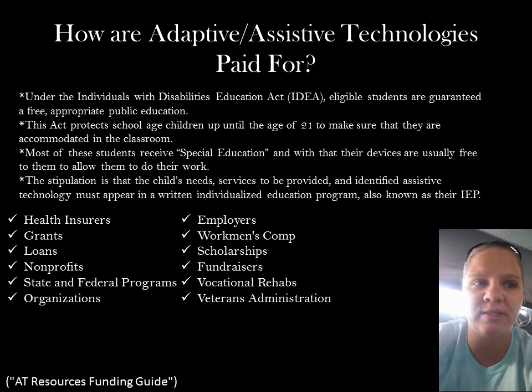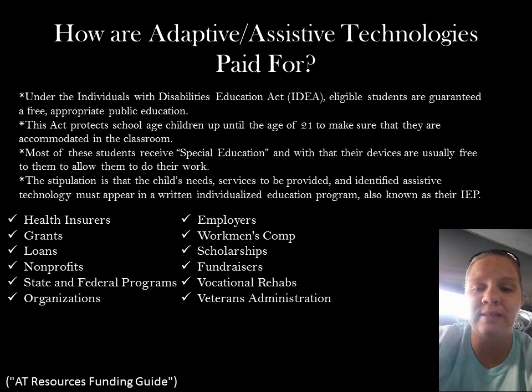Under the Individuals with Disabilities Education Act, what we know as IDEA, eligible students are guaranteed a free, appropriate public education. This means that they are required to be able to have the same public school education as children that don't have disabilities. This act protects school-aged children until the age of 21 to make sure that they are accommodated in the classroom, same as their peers. This means that they don't have to have special treatment. They can be included and be just as much a part of a classroom as students that don't have disabilities.